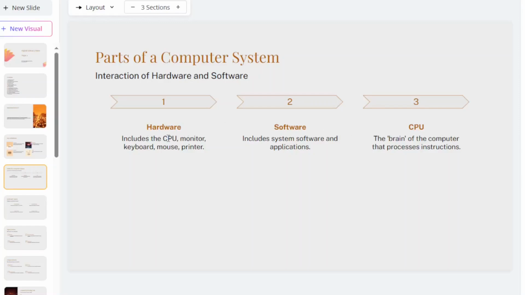Hardware includes the CPU, monitor, keyboard, mouse, printer. As we go further and delve deeper into this ICT, we are going to show you what a CPU, a monitor, a keyboard, a mouse and a printer are, and many things, in the school's computer laboratory. The software includes system software and applications. We have the CPU. This is the brain of the computer, which processes instructions.